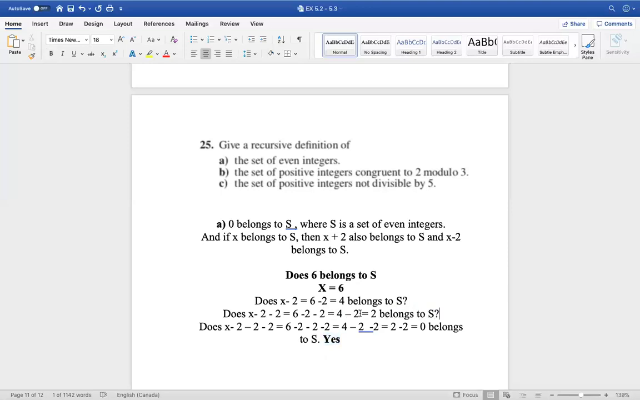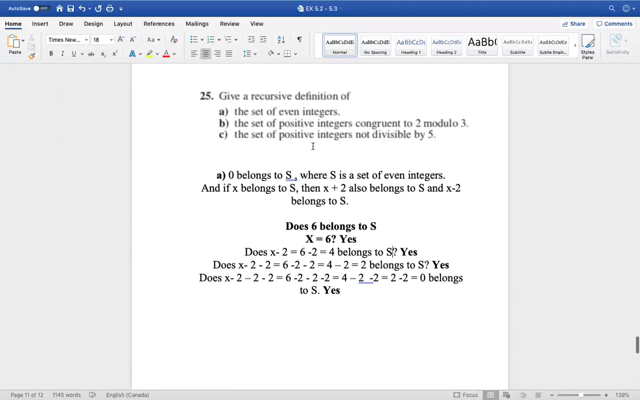Because we know that if 0 belongs to the set S, then 0 plus 2, which is 2, will also belong to S, right? So therefore 2 belongs there, and because I know 2 belongs there, I check if 4 belongs there. If I add 2 to 2, it becomes 4, and then we know that it also belongs to S. So I know that this also belongs here. And then finally coming here, we know that 6 will also belong to S for the same reasoning. Okay, so this is a recursive definition for that set of integers.